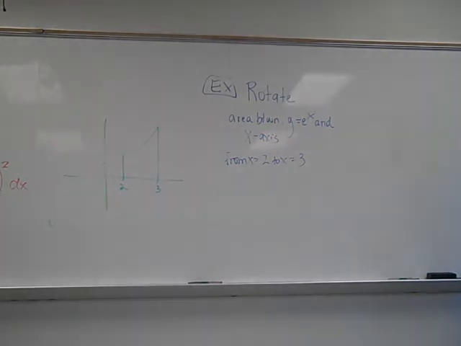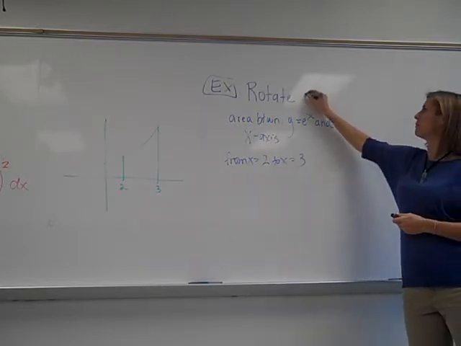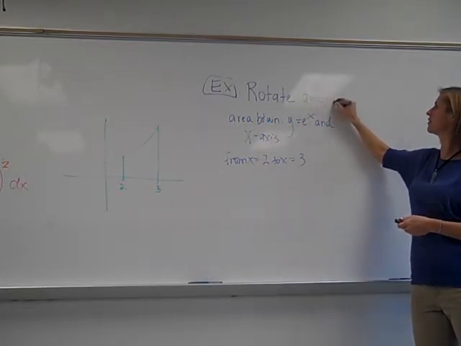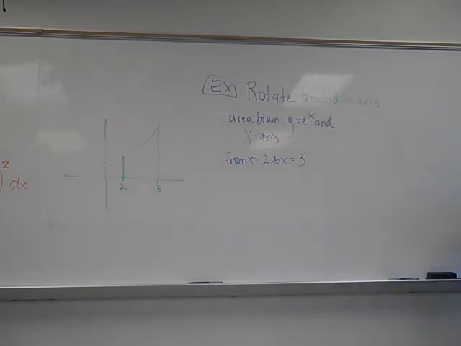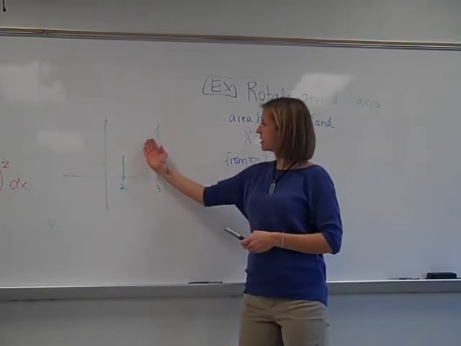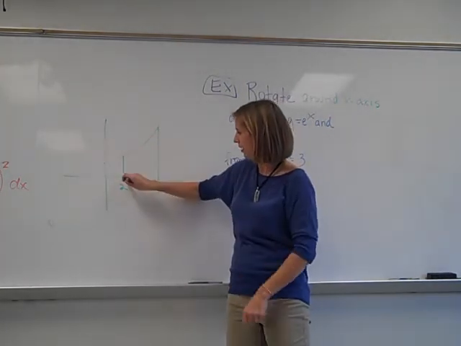Okay, so it's asking us to rotate the area between the curve y equals e to the x and the x-axis. Oh, I'm supposed to say rotate around the x-axis. This looks like a tree stump. Yes, it does. Okay, it's going to tell you what to rotate it around. Today, we're only going to rotate things around the x-axis, and tomorrow, we'll start rotating around lines that aren't the x-axis. So what I do is, since I'm going to rotate this around the x-axis, I like to draw it.